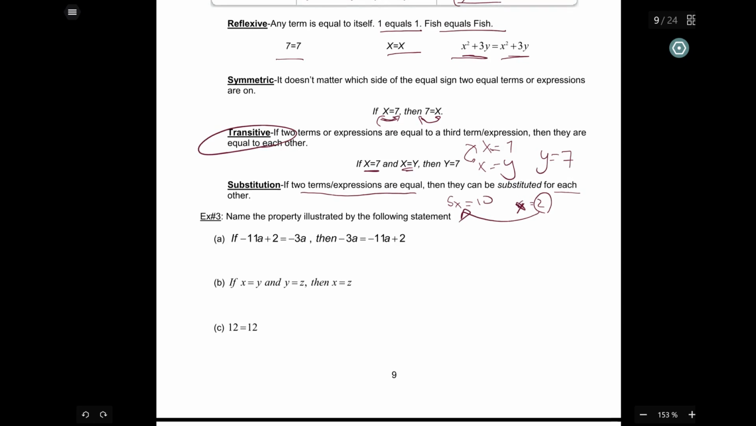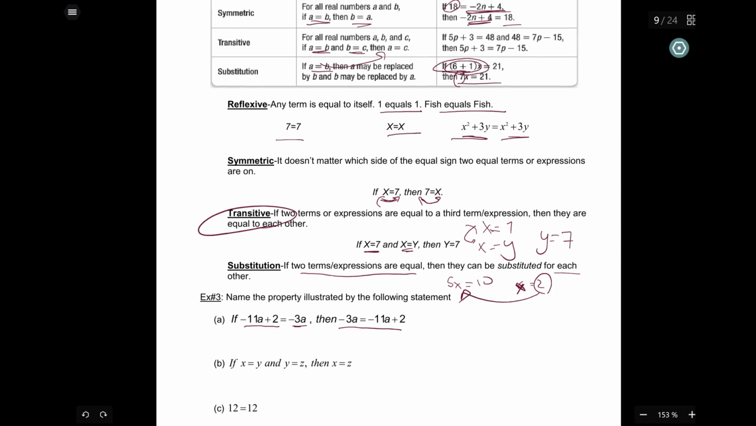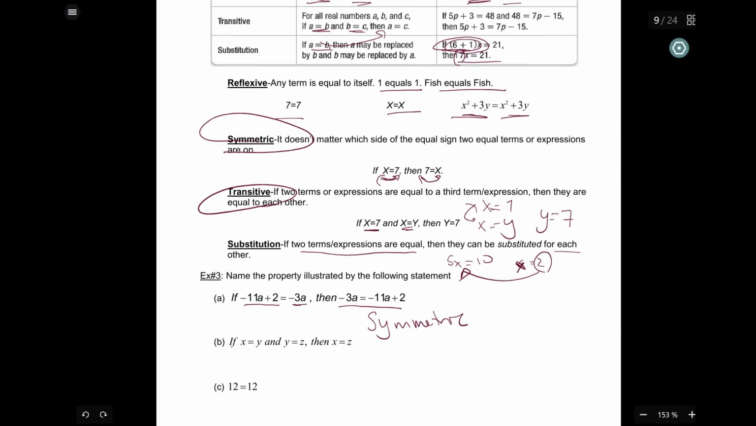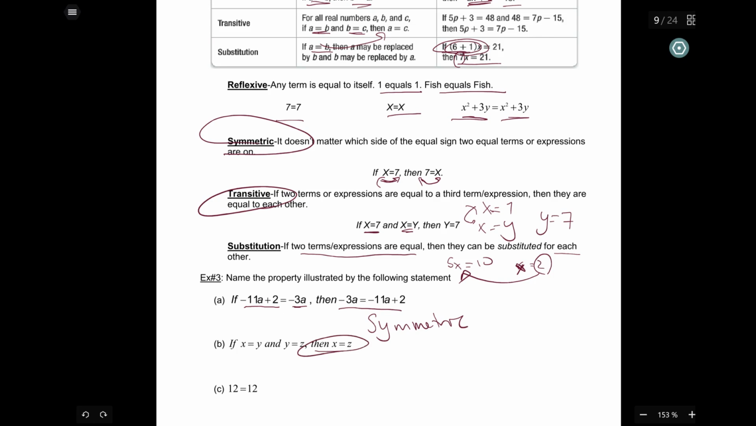Alright, name the property illustrated with the following statement. If negative 11a plus 2 is equal to negative 3a, then the opposite is true. So it's literally symmetric. It's showing you what's on the left side is equal to the right side. Symmetric. If x equals y and y equals z, then z equals x, and then x equals z. So this is the transitive.